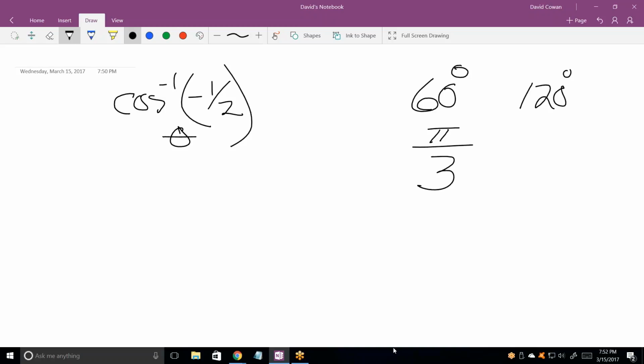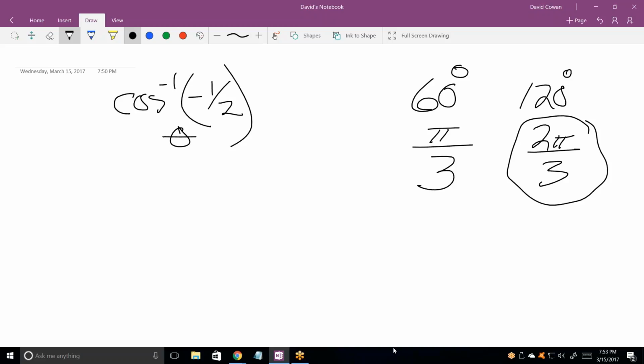In other words, if I said, what's the cosine of 120, the answer would be minus 1/2. And that's also 2 pi over 3 if we're going to stick in radians. If you ask what's the inverse cosine of minus 1/2, it's going to give you the second quadrant angle, 2 pi over 3.